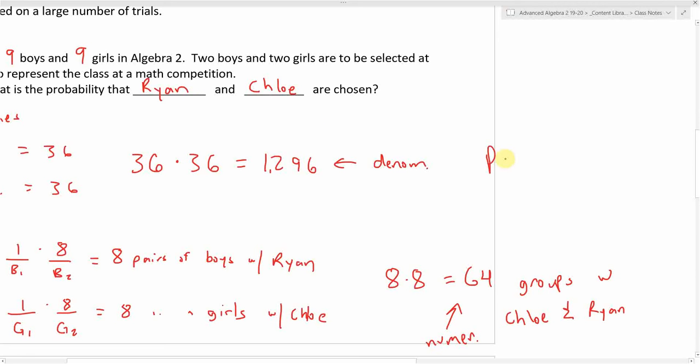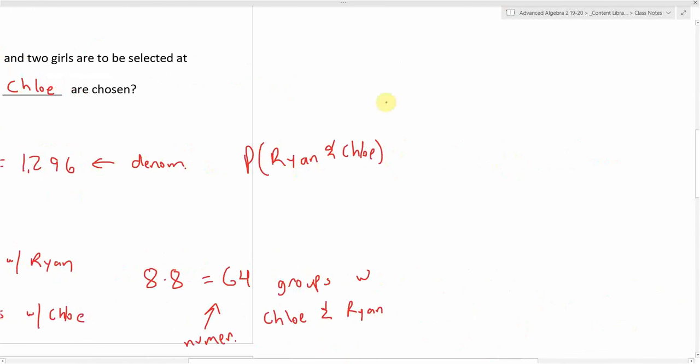So our probability that Ryan and Chloe both make it, if they're being chosen at random, sorry I can't spell your name right any of these times, would be the 64 different ways that Ryan and Chloe both could be selected, divided by the 1,296 different ways that we could pick a team. Okay, so this would be 64 over 1,296. That's the probability that if we select four students, 2 guys and 2 girls, both selected at random, this is the probability that Ryan and Chloe would end up on the team.